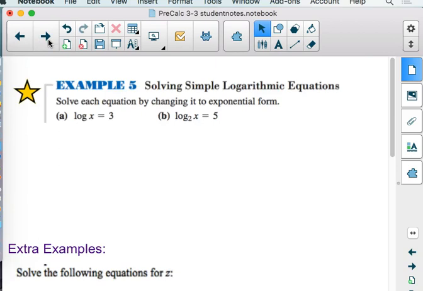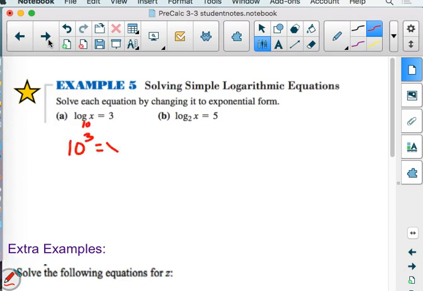Solving simple logarithmic equations. Well, that sounds nice. Solve each equation by changing it to exponential form. So the fancy name for snail shelling is exponentiated. That's what it is. So when they say change it to exponential form, they want us to put a little 10 there and say 10 to the third equals x. And then what is 10 to the third? 1,000. So there's our answer. Hey, that was a simple logarithmic equation.